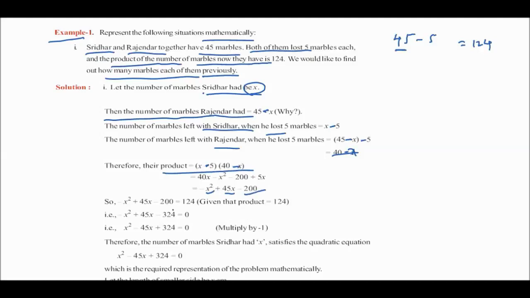The given product is 124, so the equation is minus x square plus 45x minus 200 is equal to 124. Taking 124 inside, it becomes minus 324. So this becomes x square minus 45x plus 324 is equal to 0. It is in the quadratic equation form.